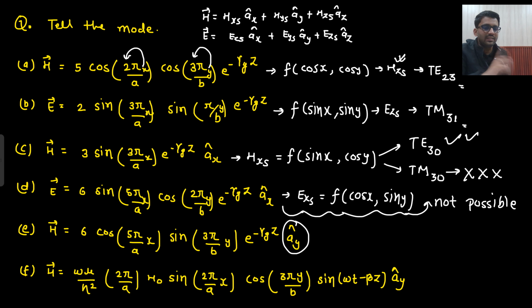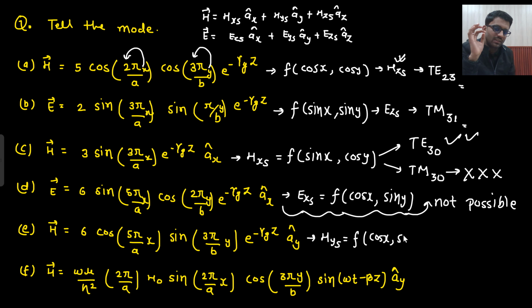Here I can see Ay is given, so certainly it is your HYS. And Ex and Hy are brother and sister, so it is cos x sin y. So it is a function of cos x sin y. But it is there for both TE mode and TM mode, and now I will check cos x sin y. Yes, so it is possible now. So this is there for TE mode as well as TM mode.